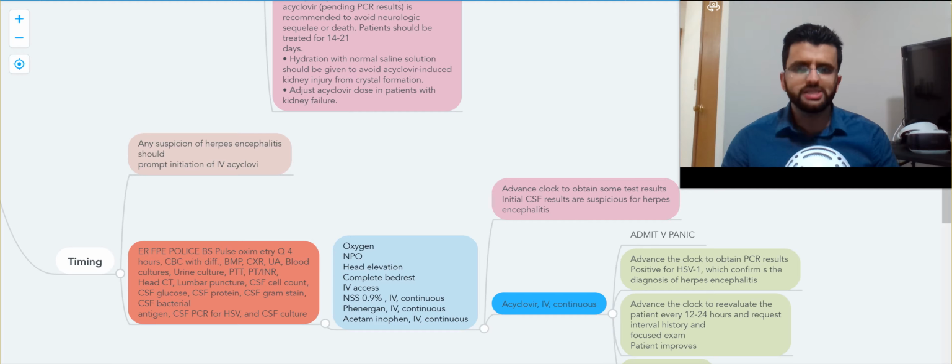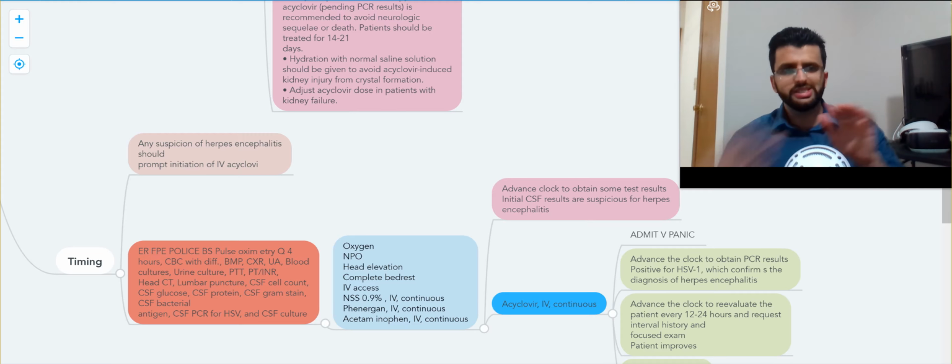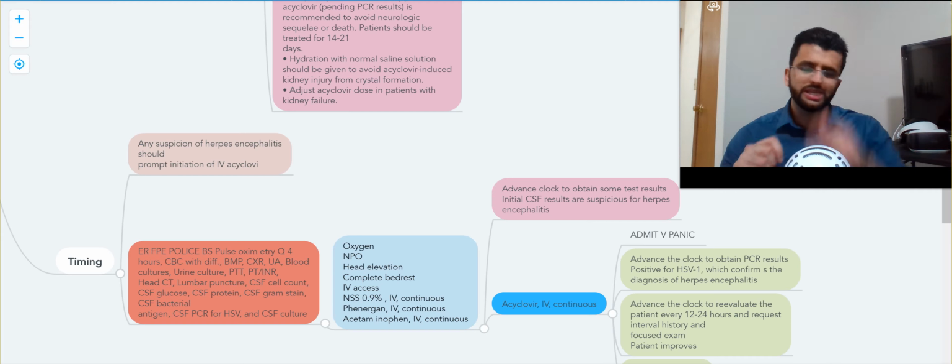You do CBC, BMP, chest x-ray, UA, blood culture, urine culture, because you look for the source of infection too. PT, PTT, INR, head CT, lumbar puncture, CSF. You just write CSF on the exam and you click it on the software. After all of that, you do the CSF PCR for HSV for sure.